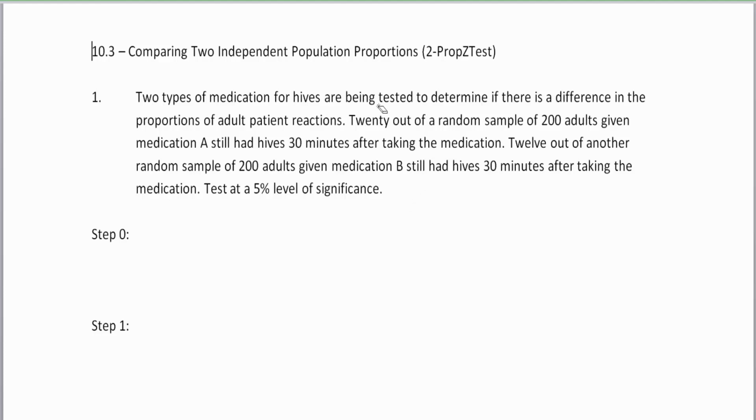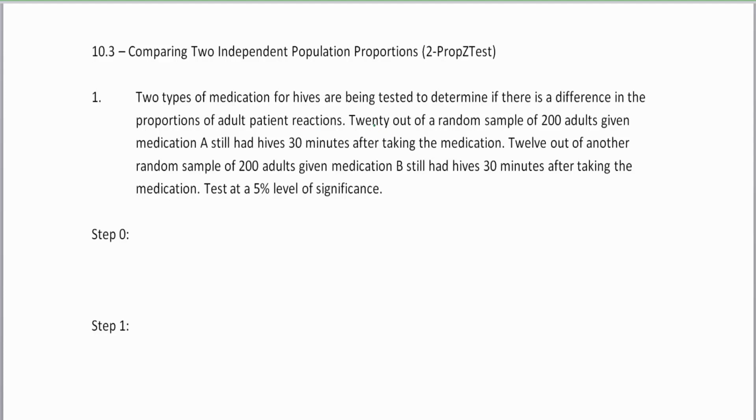What isn't obvious inside of this problem here is it's not just blaring that this is a percent problem, but it actually is. Let's do our step 0, which is reading this information and show you how it's a percent problem. So there are two types of medication for hives that are being tested to determine if there is a difference in the proportion of adult patient reactions.